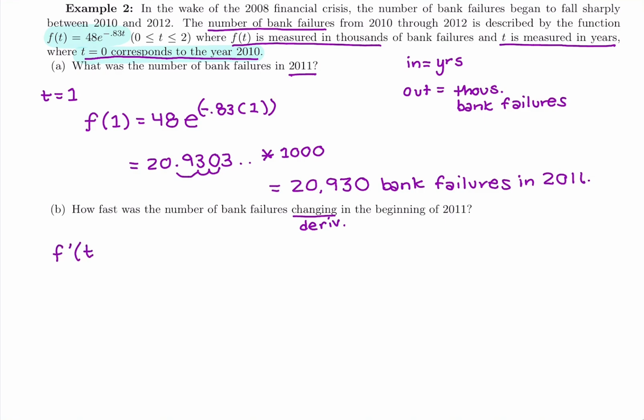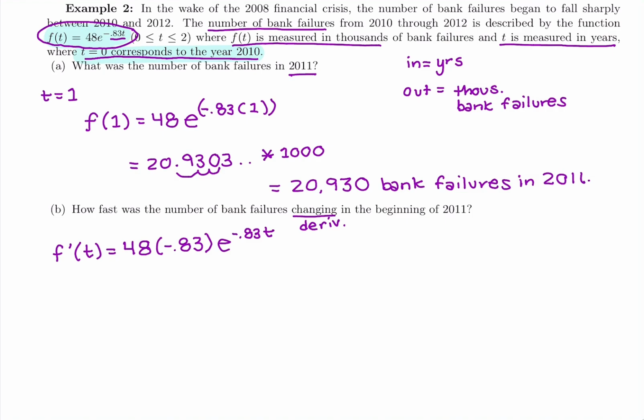f prime of t, of our function up here, 48 e to the negative 0.83t. So I'm going to keep the constant multiple, just like if it was 48x squared, I'd bring down that power 2 and multiply it with the 48, because we'd keep the 48. So I'm going to keep the 48, but I need to take the derivative of e to the negative 0.83t. So we have e to a power that's not just x, or t in this case, so we take the derivative of the power. Derivative of negative 0.83t is negative 0.83. Derivative of the power times e to the original power.